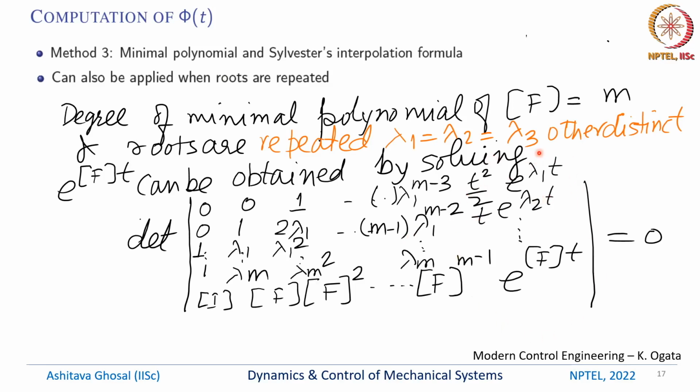The term on the last column is different now, which is some t square by 2 e to the power lambda 1t, because it is repeated twice. Then the next one is t e to the power lambda 2t, and all the way till e to the power ft. Again, we have some determinant of something, very complex, many terms are there, equal to 0. And again, by expanding about this element e to the power ft, we can obtain e to the power ft into something will be equal to something. Okay, and we can obtain this state transition matrix.